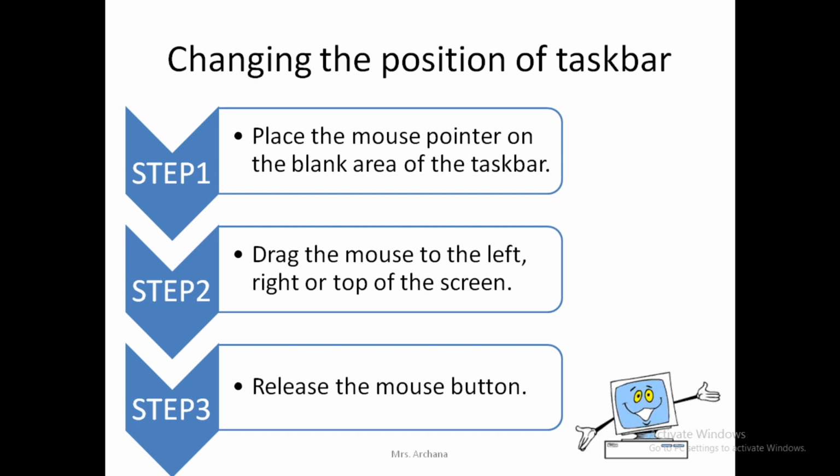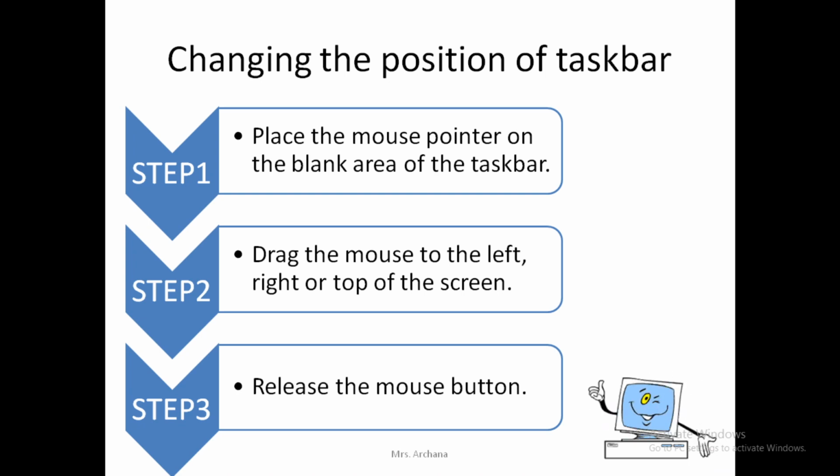First step is to place the mouse pointer on the blank area of the taskbar. First you have to place your mouse over the taskbar. Then drag the mouse to the left, right or top of the screen. That means wherever you want to take the taskbar, you have to drag it to that place. Then release the mouse button. This is the third step.